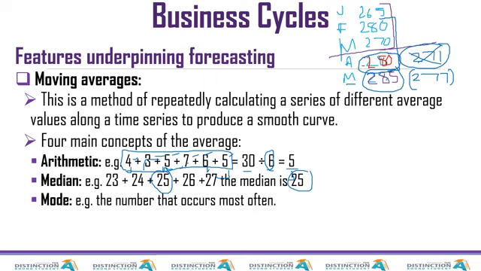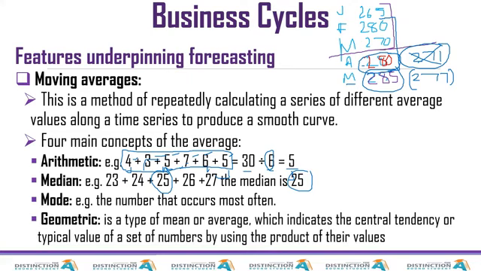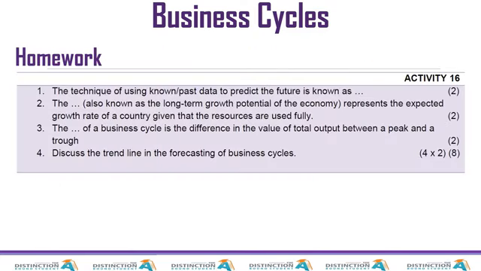We can use the median, and then here we have this number. We can use a mode, e.g. the number that occurs most often. And then we can use a geometric one, which is a type of mean or average that indicates the central tendency or typical value of a set of numbers by using the product of their values. All this, we're trying to predict the future. And obviously we are not always going to get it right.